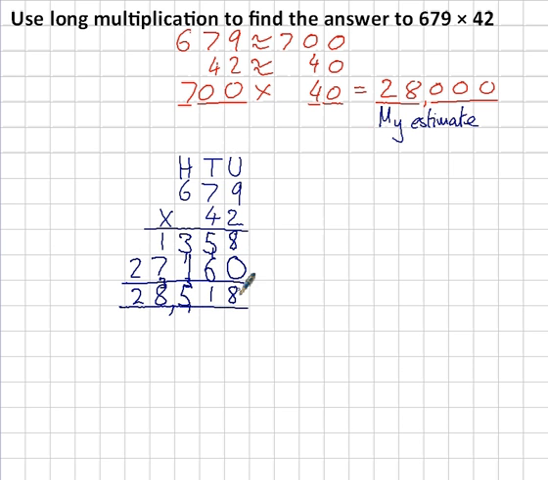8 plus 0 is 8. 5 plus 6 is 11. 3 plus 1 is 5. 1 plus 7 is 8. And 2 plus nothing is 2. So I get the answer, 28,518. Pretty confident that that's right.